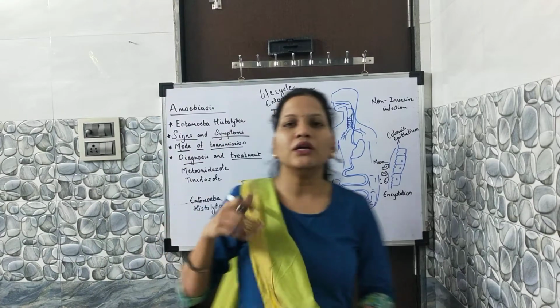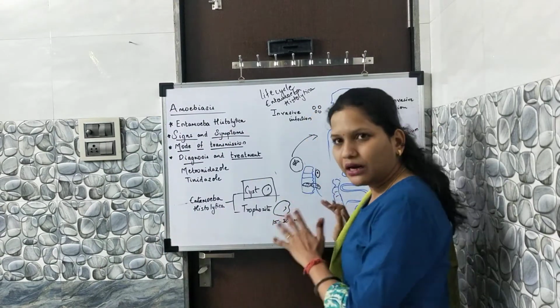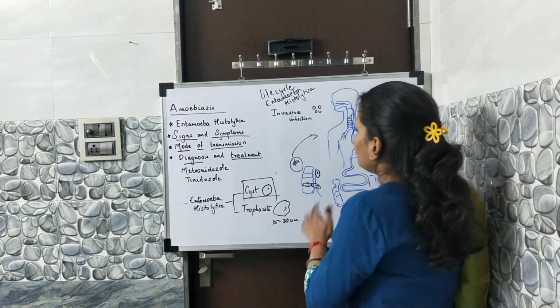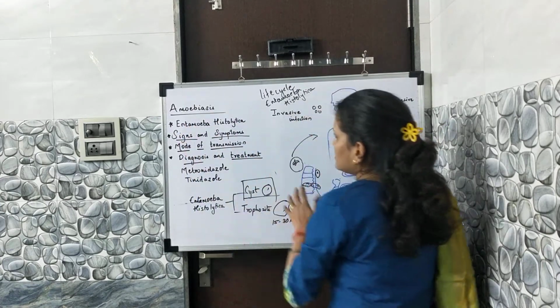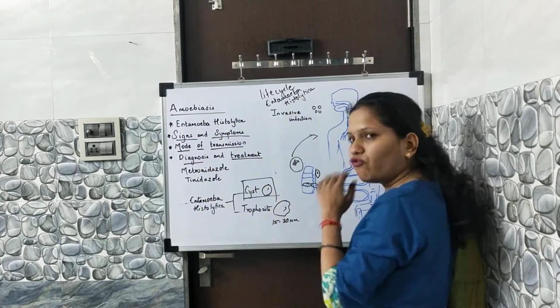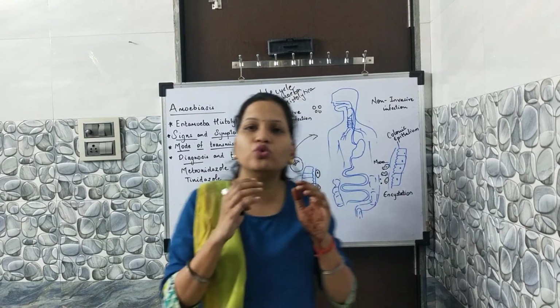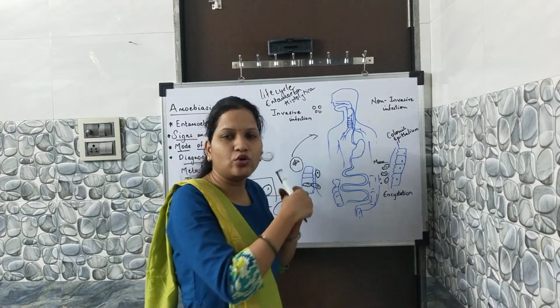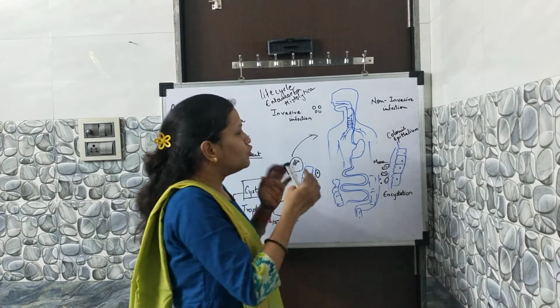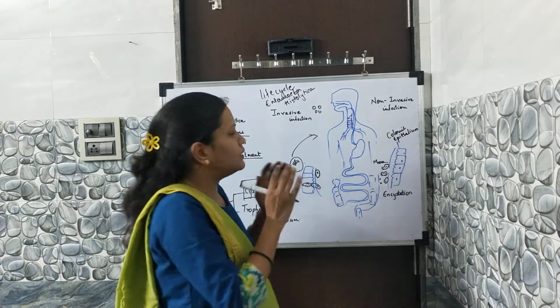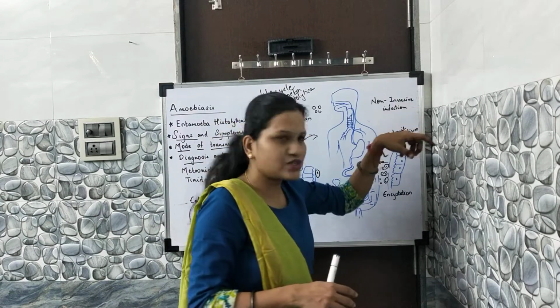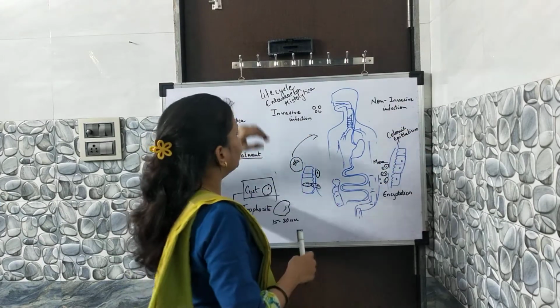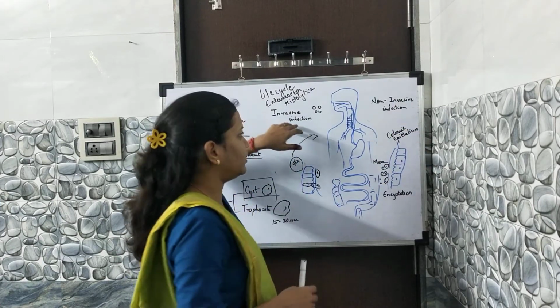So what happens during the life cycle of Entamoeba histolytica? Here you can see that the amoebiasis disease can be divided into two parts. Either the person can suffer from the non-invasive infection, or the person can suffer from the invasive infection.